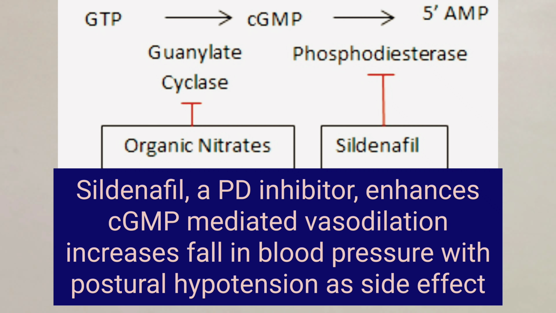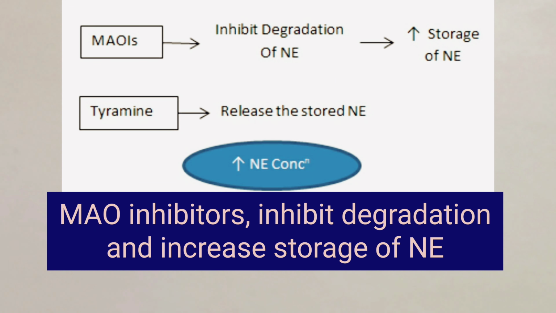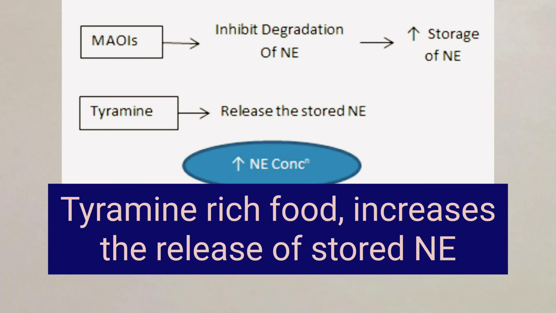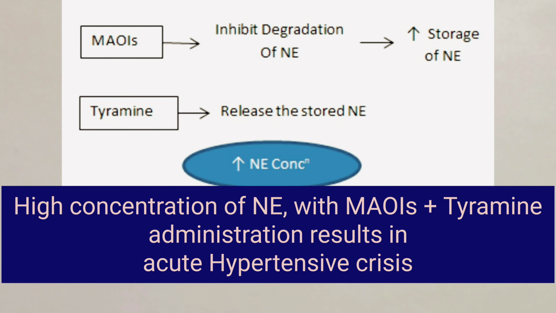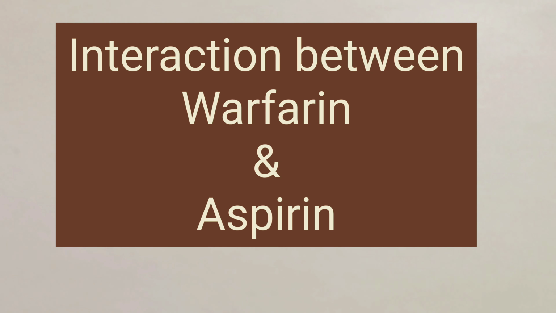The next example is the interaction between MAO inhibitors and tyramine-rich food. MAO inhibitors inhibit degradation of norepinephrine in noradrenergic nerve terminals, thus increasing the storage of norepinephrine in the nerve terminals. Tyramine-rich foods such as cheese release the stored norepinephrine into the synaptic cleft, thus increasing the concentration of norepinephrine and leading to acute hypertension.